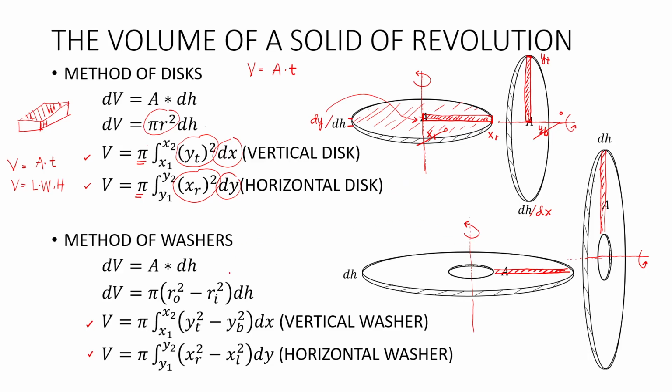Next we go to the washer. This is the same concept as your disk: volume equals area times thickness. But for this concept, we use our knowledge of solid geometry to solve for the net area. Way back in your solid geometry, to solve for the area of the washer, one simple technique is to solve first for the area of the big circle, and then subtract the area of the small circle to get the area of the washer. Right? That is the concept we'll be using in this method.